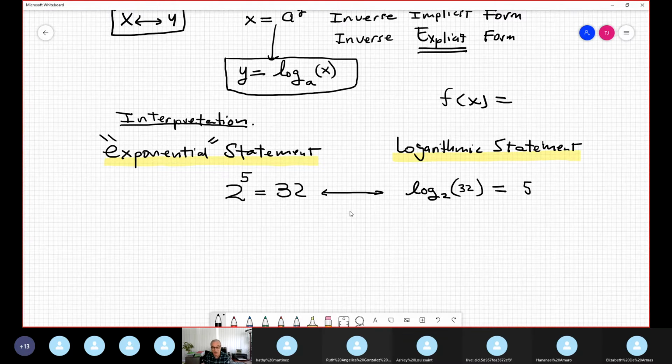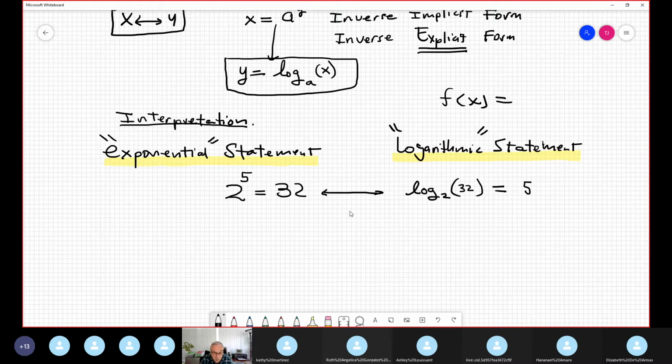So what is the interpretation? The interpretation is that the logarithmic statement always gives me information about what exponent, which is 5, is necessary to raise 2, which is the base, in order to get 32. So the answer that the logarithm offers is always the exponent. This is the exponent you need to raise the base 2, in this example, in order to obtain 32.